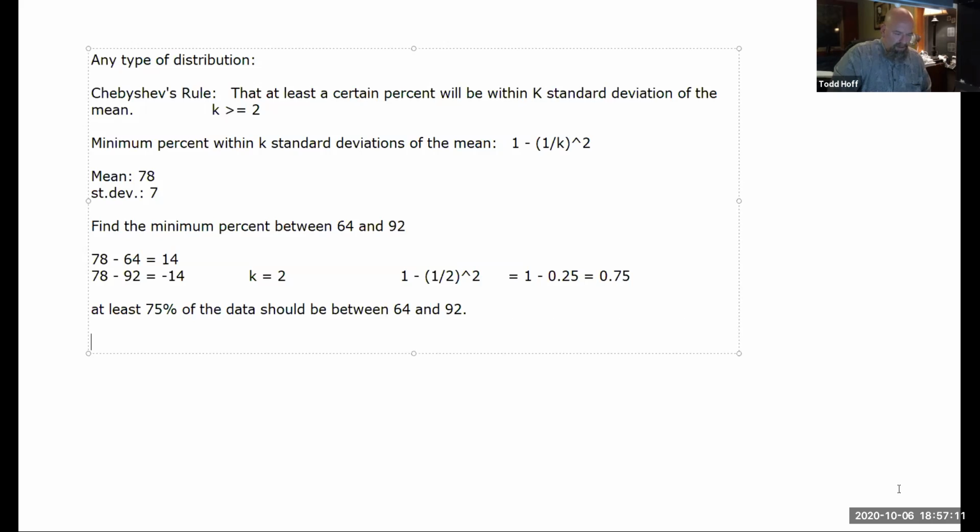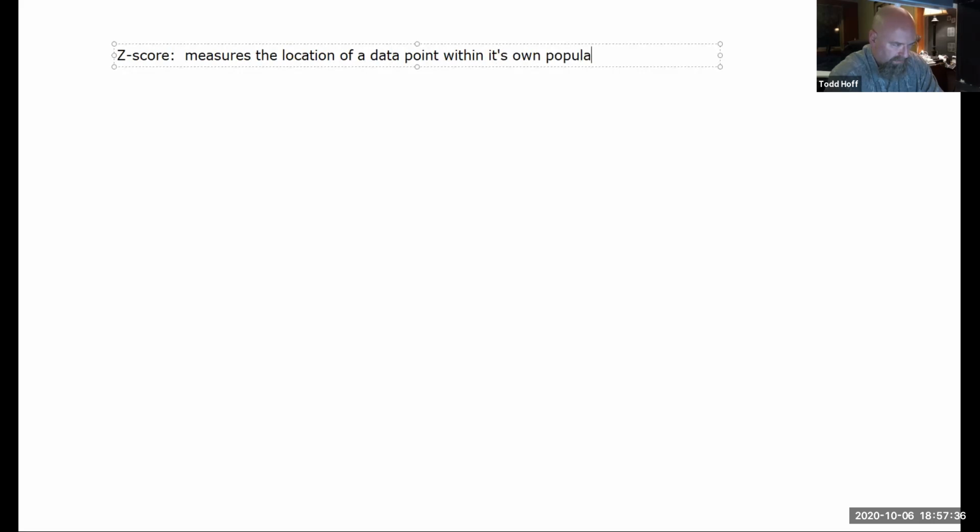Well, similar to our empirical rule, we have a measure of position called a z-score. A z-score is a powerful tool that measures the location of a data point within its own population. So what do I mean? Well, let's see, look at your entrance tests. To get into college, many of you had to take entrance tests. Let's say in math, you scored a 72.